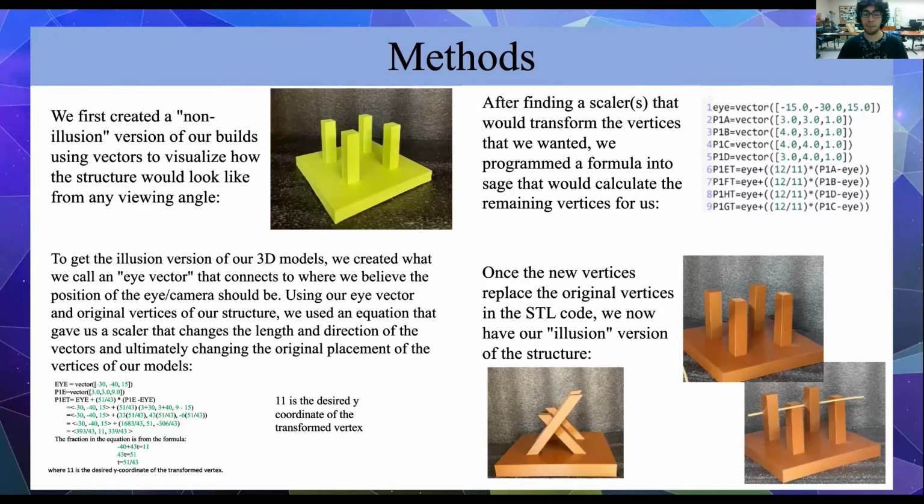So after using our eye vector, we put it in, we want our desired y coordinate, and we put it into Sage code. And that would give us our new illusion version of our model. So after finding that, we again use Sage code to transform the points that we got for our illusion version, and we transform them into STL code, which we then copy and paste, and that will give us the illusion model that we then print out.